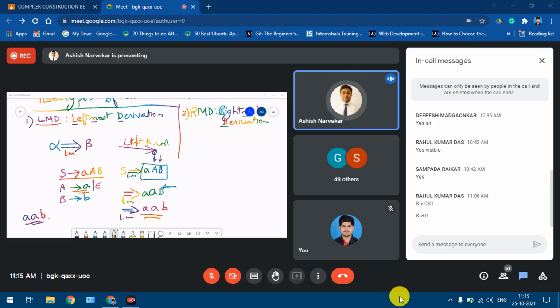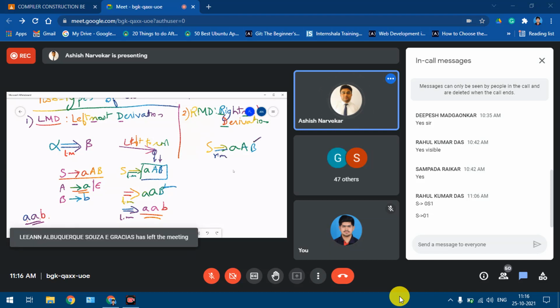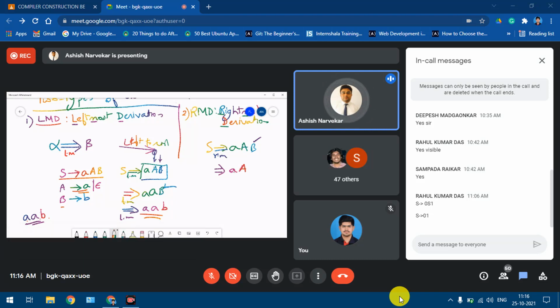On the other hand, suppose I consider the rightmost derivation. In case of rightmost derivation, I'll take the same example, AB. We choose the rightmost symbol and start substitution from the rightmost non-terminal. So in this case we'll be considering B, and as per this production rule, B will give us the small b. So what we did was we replaced this one.